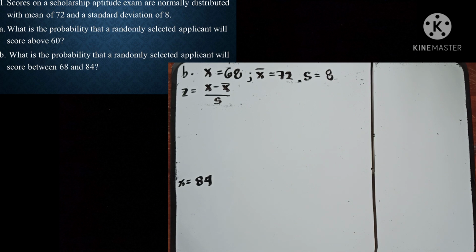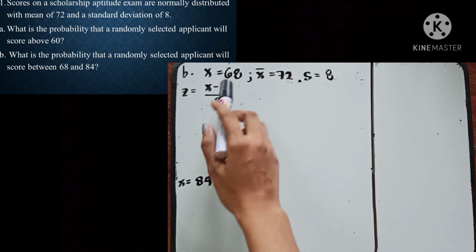Okay, so for letter B, same lang naman po, same situation, but then for letter B, what is the probability naman that a randomly selected applicant will score between 68 and 84. So, dalawa yung value ni X. Dalawa yung raw score natin. So, ibig sabihin, dalawa yung kukuhanin natin na standard score or z-score. Okay? So, kunin muna natin yung standard score for X is equal to 68.